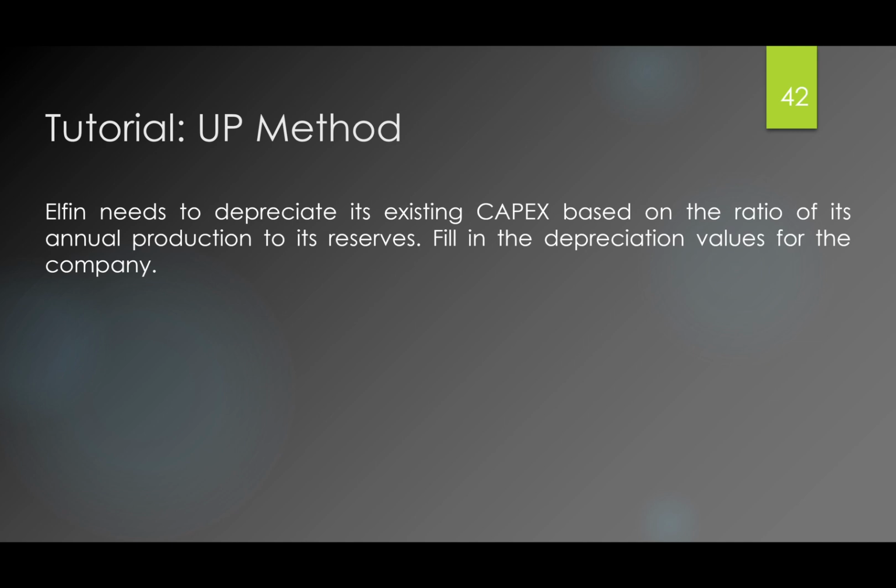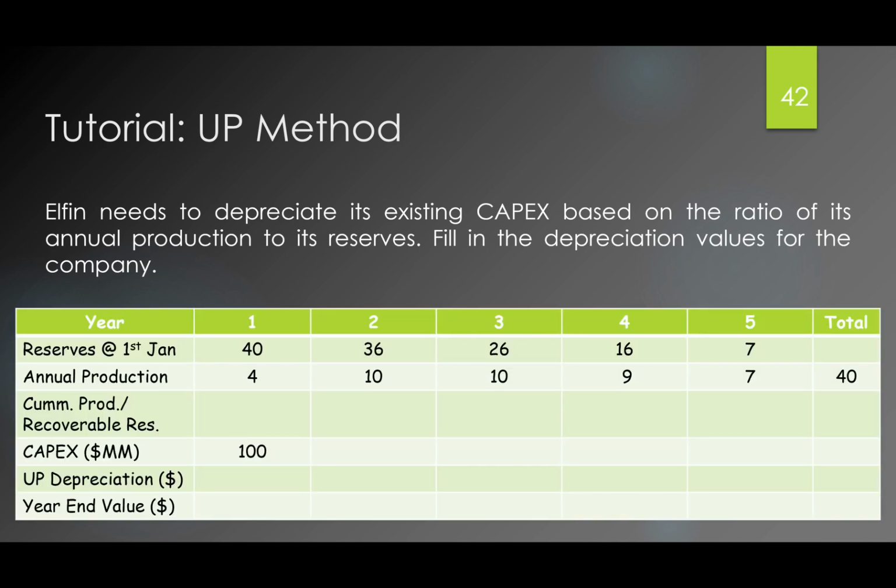Our final tutorial for the topic of depreciation is the unit production method. In this tutorial, we will do a calculation on this company Alfin, and they need to depreciate its existing capex based on the ratio of its annual production to its reserves. You are given a table of its annual production, and its capex is $100 million. So you are to just fill in the depreciation values for the company.